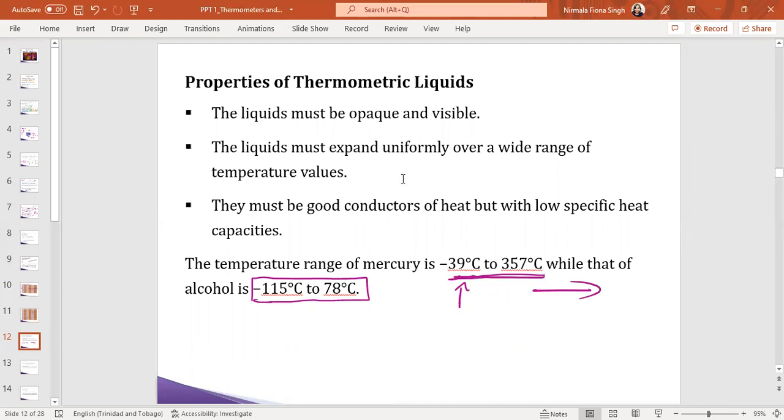So know the general ranges of mercury thermometers and alcohol thermometers, and know why one is good for something and why the other one is suitable for other purposes. Mainly what I just highlighted for you. One, it's not good for very cold, it's okay for pretty hot. Next one, it's good for very cold.